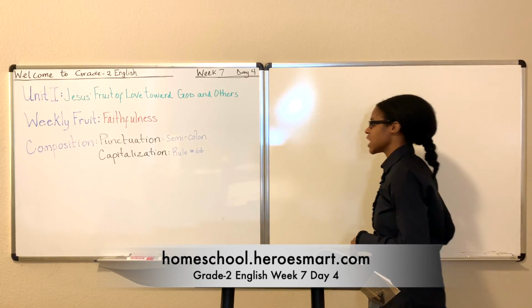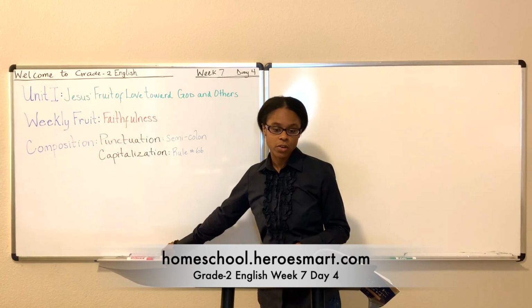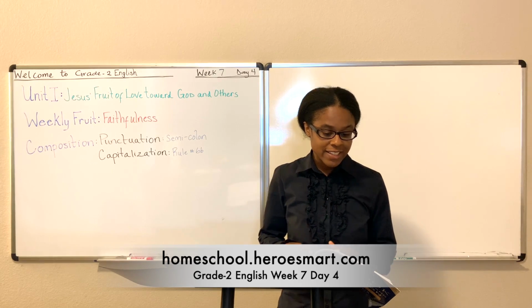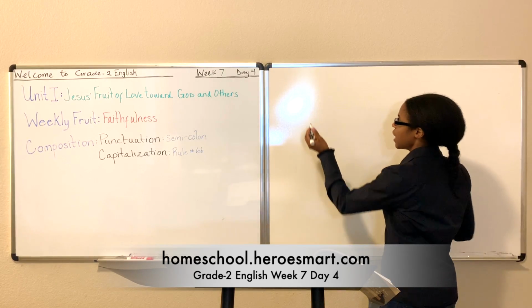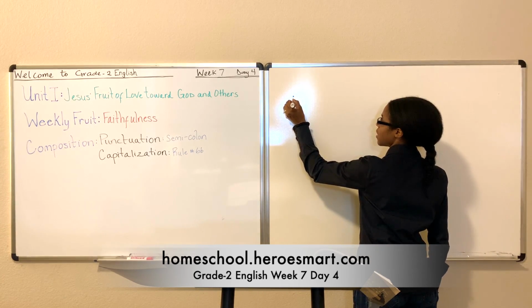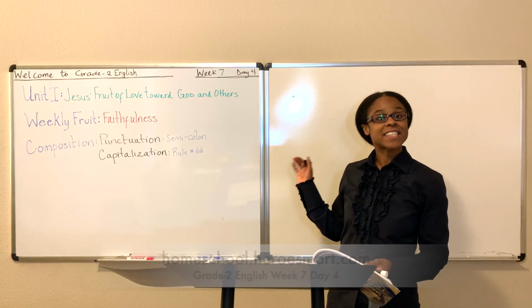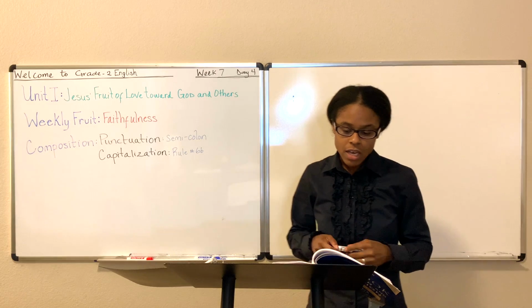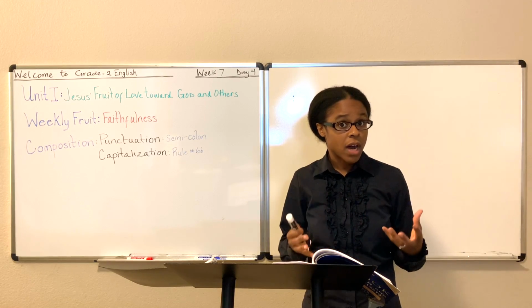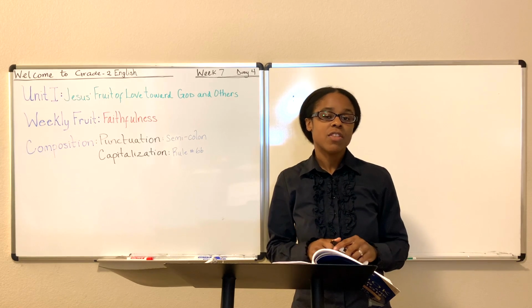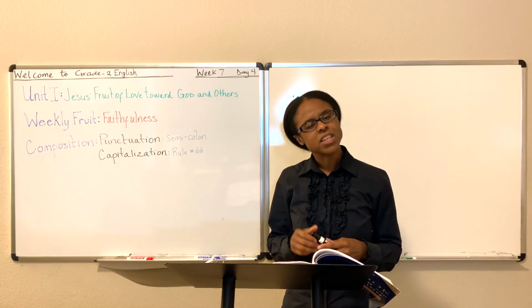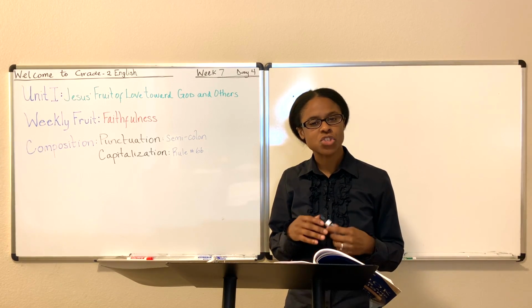In our composition class, we're talking about semicolons. A semicolon is a period atop a comma. So here you have a period and a comma. That is called a semicolon. It is used to indicate a pause whenever you're speaking. That pause is slightly longer than the pause you get with a comma, but it's still shorter than a period. It's still shorter than a full stop.